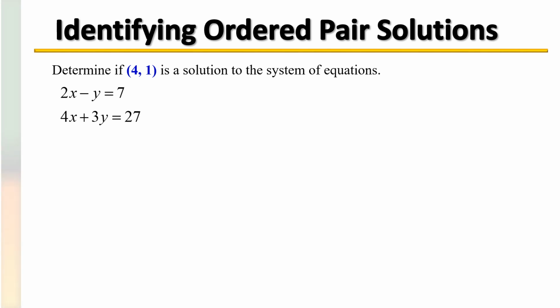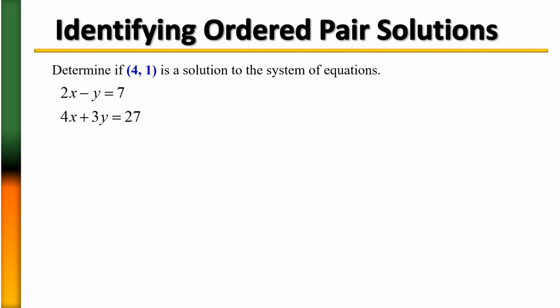In this example, we're asked to determine if (4, 1) is a solution to the system of equations. So the only way we're going to find out whether this ordered pair is a solution is by plugging it into both of the equations. Recall that to be a solution, it must be a solution to both. So we're going to remove the x and replace it with 4 because 4 is in x's place. We're going to remove y and replace it with 1 because 1 is in y's place.